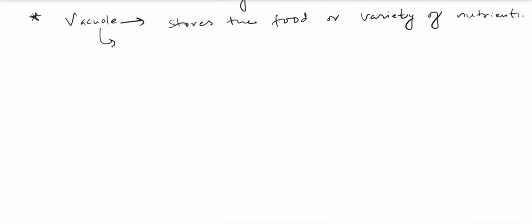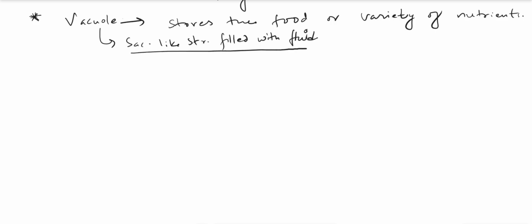So we can say a vacuole is a sac-like structure filled with fluid, and basically it stores food or a variety of nutrients inside it. Next one is lysosome.